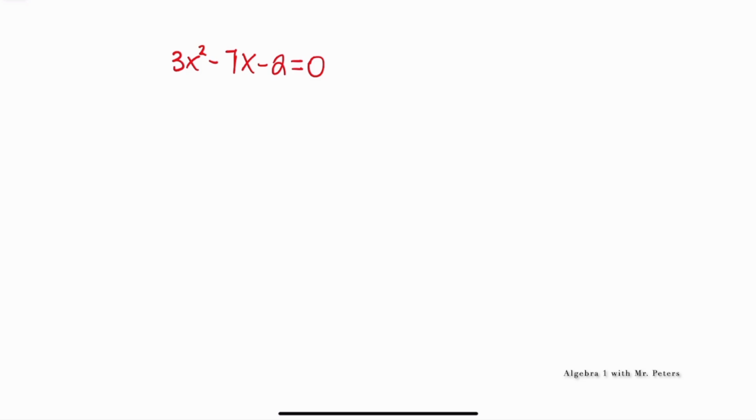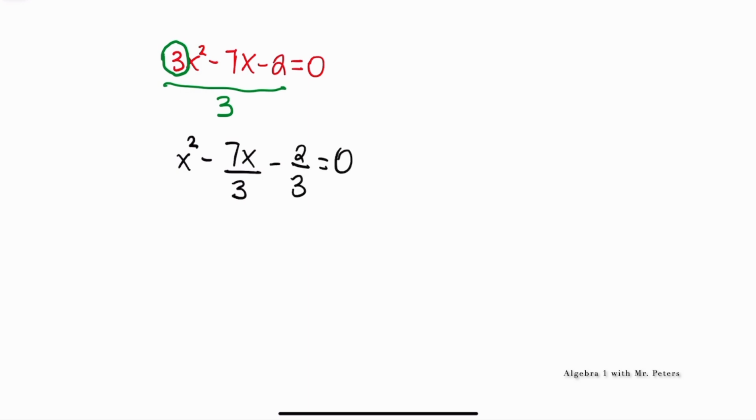In the last problem, a lot different than the previous two, we have an a that is larger than 1. And for us to complete the square, a has to be 1. So the best first step is to come in and divide everything by 3. So now we have x squared minus 7x over 3 minus 2 over 3 is equal to 0.